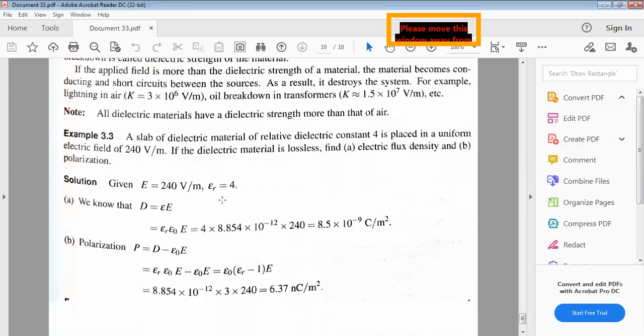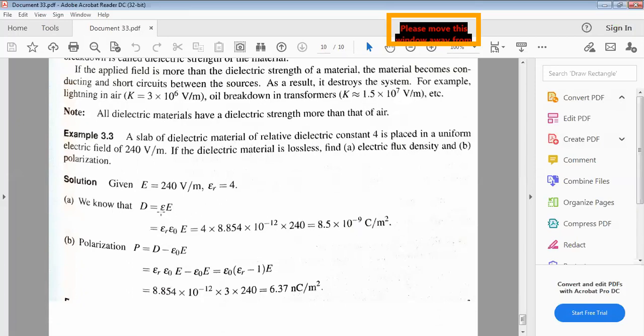See here, a slab of dielectric material of relative dielectric constant 4 is placed in a uniform electric field of 240 volt per meter. If the dielectric material is lossless, find the electric flux density D and the polarization. What is the electric flux density D? D equal to epsilon E, as you already know.